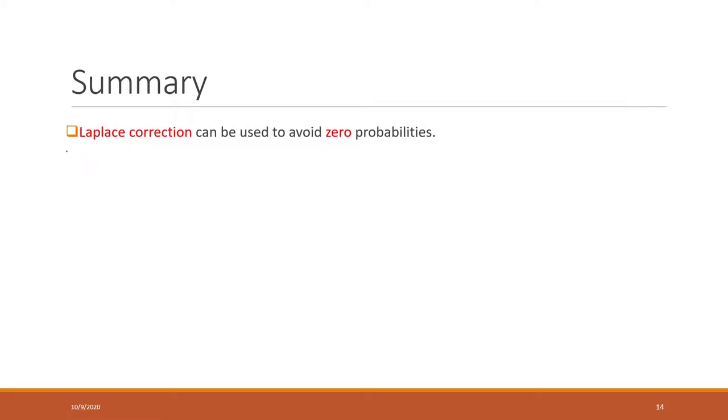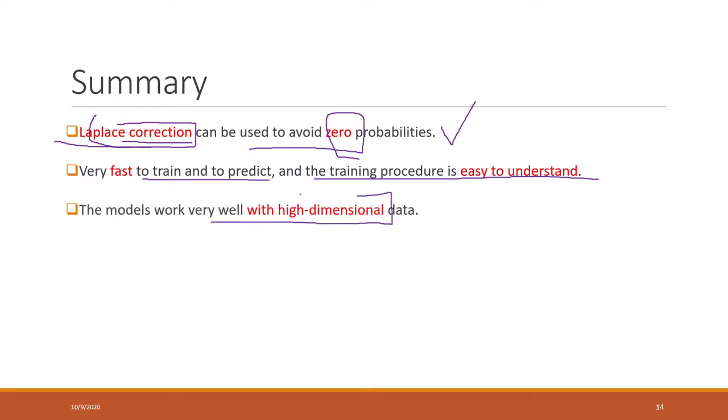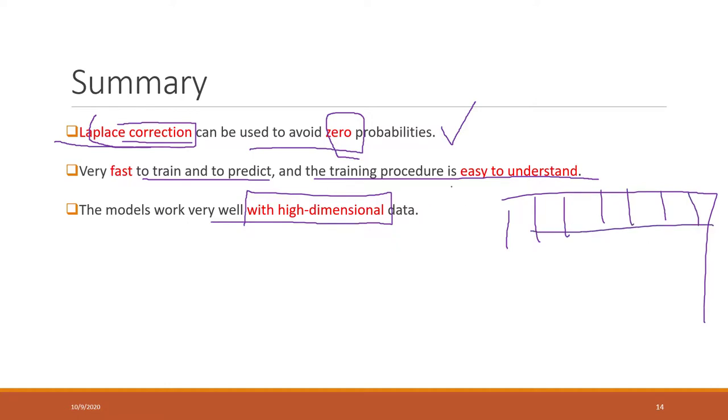Okay, to summarize, the Laplace correction can be used to avoid zero probabilities. For example, if you have a lot of features that are zero in such a category, this can be used to avoid zero probabilities. So just remember that, always check that one if possible. Naive Bayes is very fast to train and make predictions, and hopefully the process is easy to understand. In the next section, when we talk about neural networks, you will see that those models have a process that is very hard to understand. The model works very well with high dimensional data. That means if you have so many features, a lot of columns, like 100 or 1,000 columns, Naive Bayes works very well.